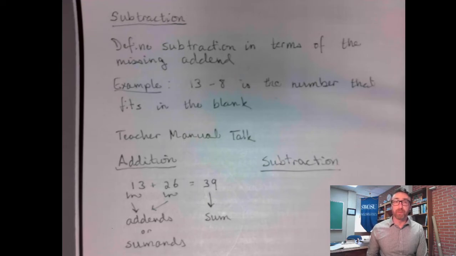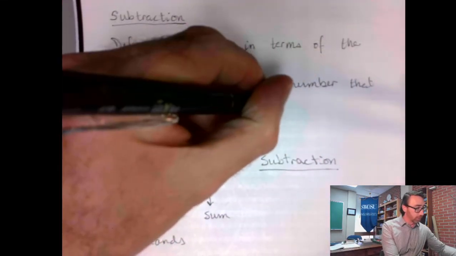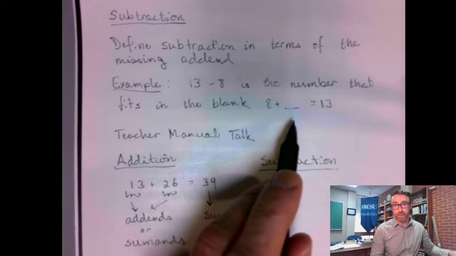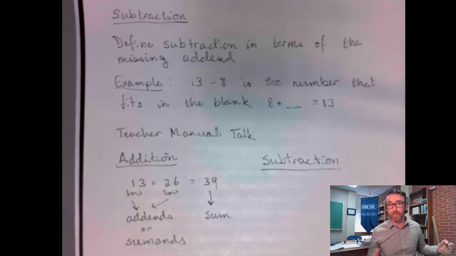So subtraction is defined in terms of finding the missing addend. For example, 13 minus 8 is the number that fills in this blank right here: 8 plus blank equals 13. The number that we can use to fill in that blank is what 13 minus 8 is.